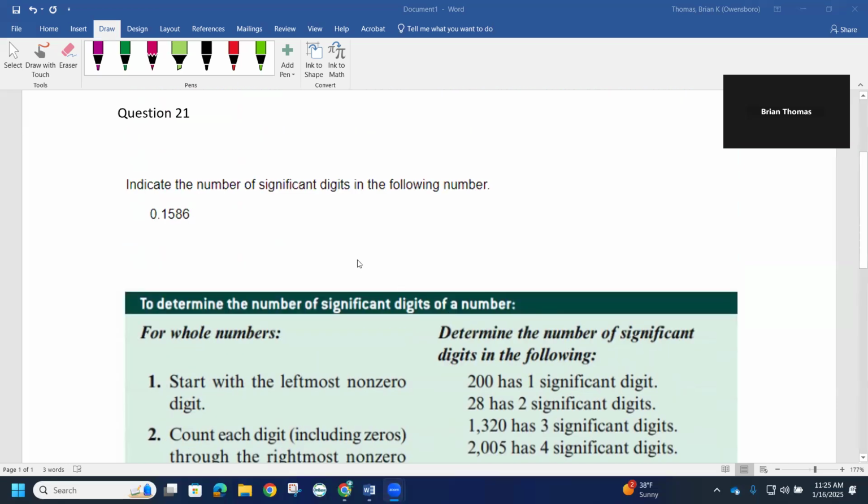So in our example, we have a decimal. So we have to go to the far left non-zero number, which is the 1. We do not count this 0 here. We start with the far left non-zero number, which is the 1, and then we count to the right. So based on what we're seeing here, the 1, the 5, the 8, and the 6 are all considered significant. So there would be 4 significant digits here.